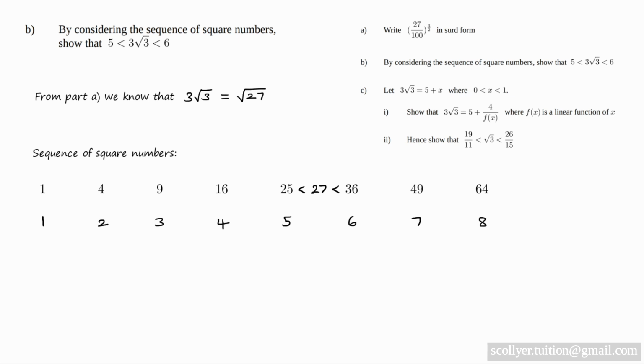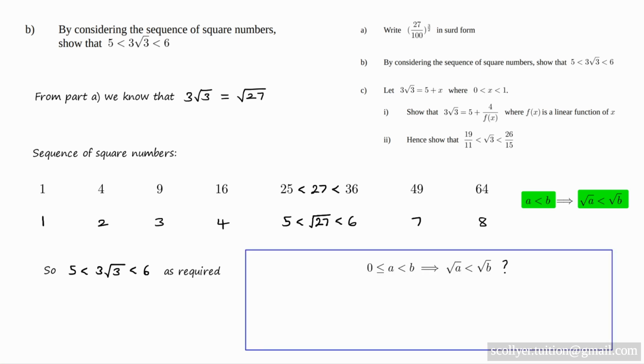And now, on taking square roots of both sides of the inequality that we've just written, we see that √27 lies between 5 and 6. And that's because if a is less than b, then √a is less than √b. And so we have that 3√3 lies between 5 and 6 as required, since √27 equals 3√3. Now, in this problem, I've used this fact that if a is less than b, then √a is less than √b. But you may be wondering, why is it true?